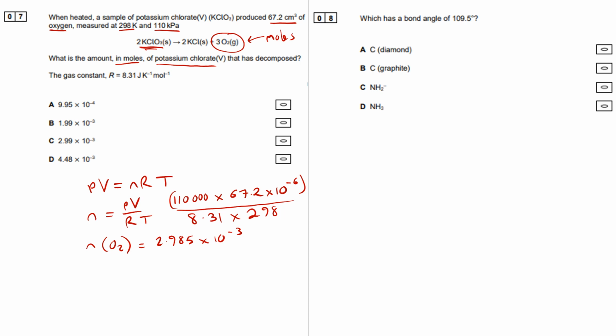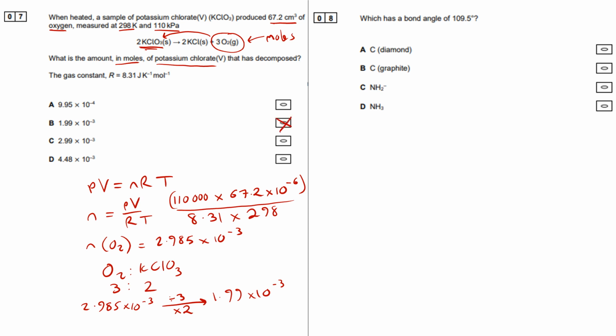So it's asking us the moles of potassium chlorate though, so we're not quite finished there. We need to work out how to get to the moles of KClO3. So oxygen to potassium chlorate is a 2 to 3 ratio. Sorry, 3 to 2 ratio. So if the moles of oxygen is 2.985 times 10 to the minus 3, we need to divide by 3 and times our answer by 2. That will give us the moles of KClO3 being 1.99 times 10 to the minus 3. Or answer B.